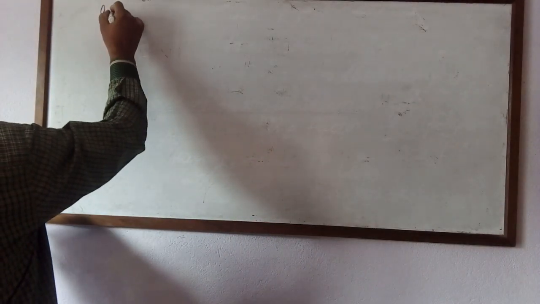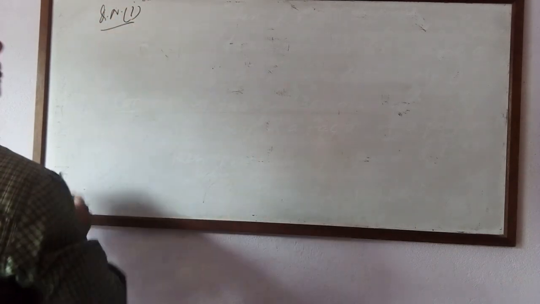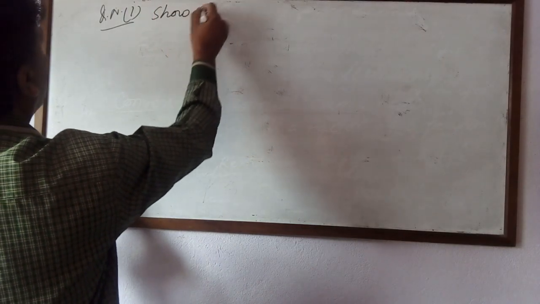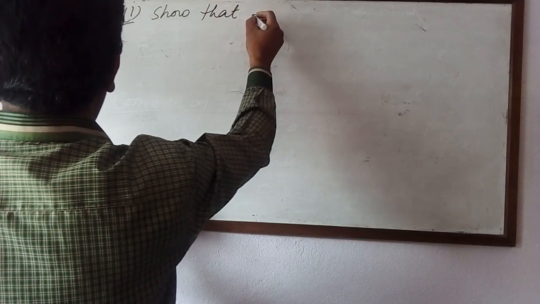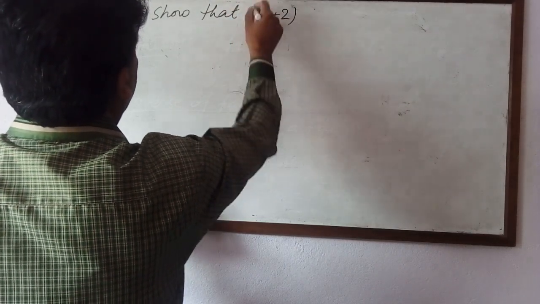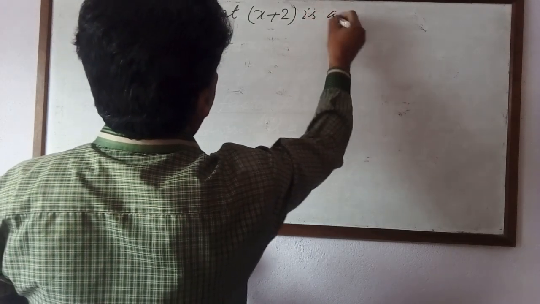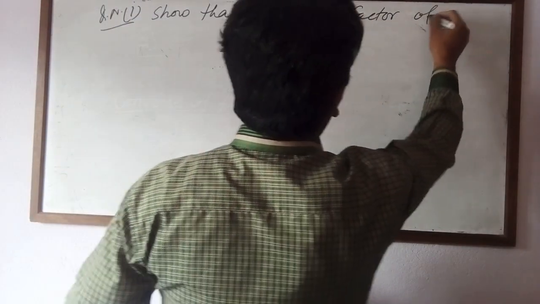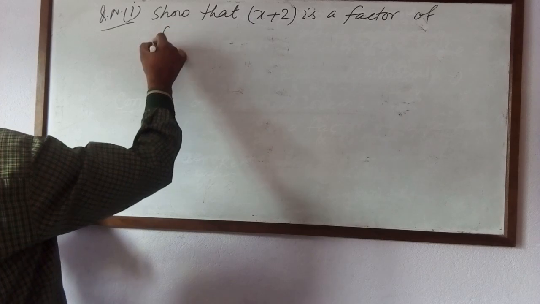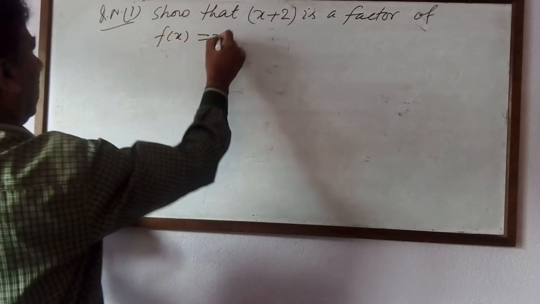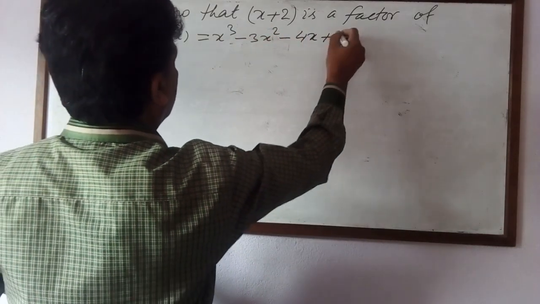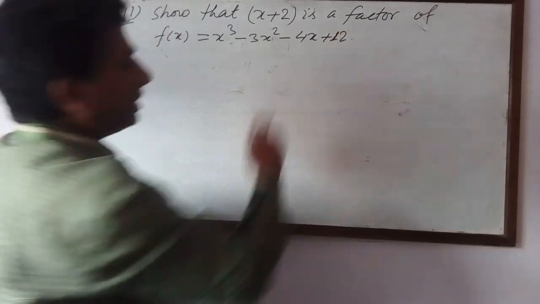Question number 1. Use this method to solve the problem from your book: show that x plus 2 is a factor of f(x) equals x cube minus 3x square minus 4x plus 12. Now this is the question.